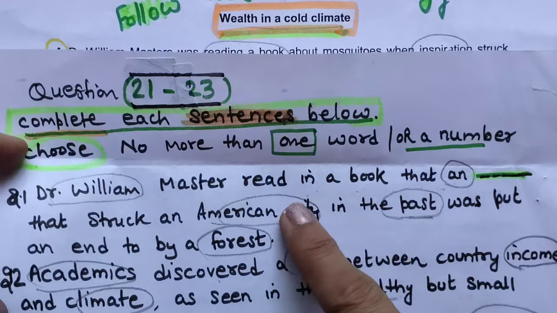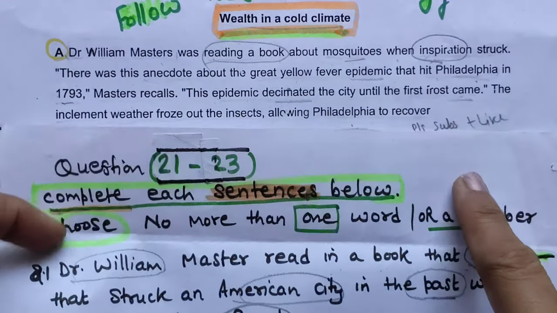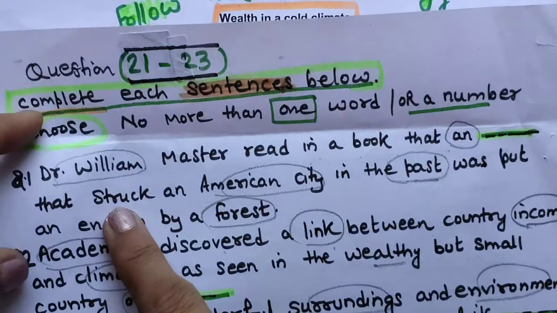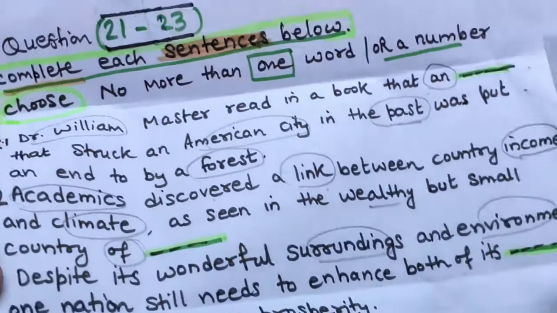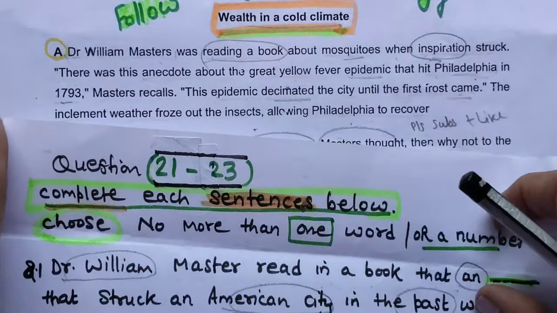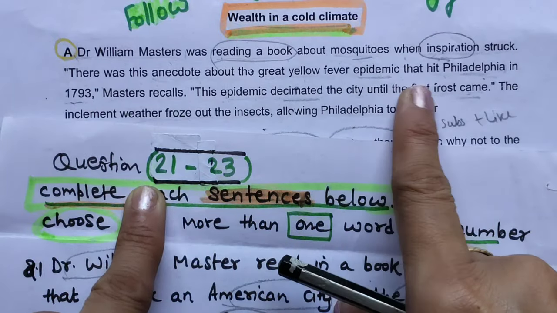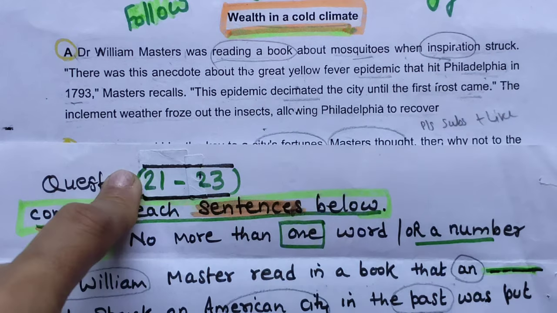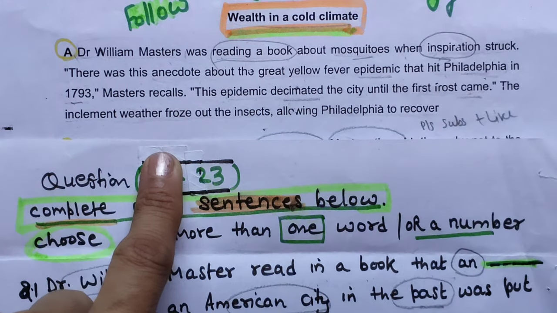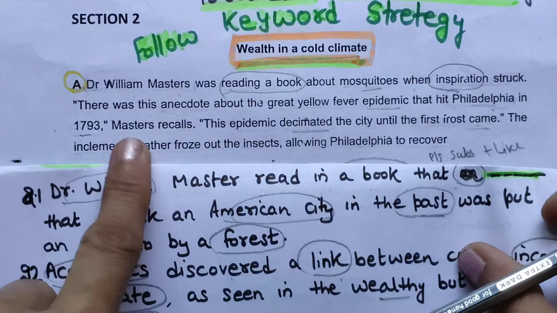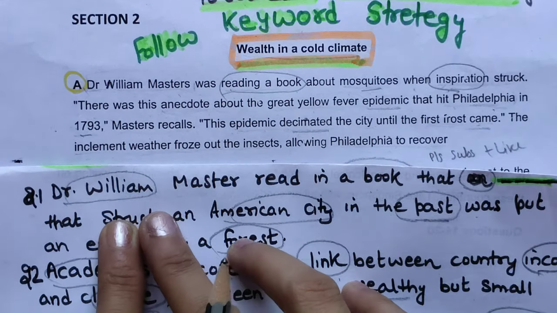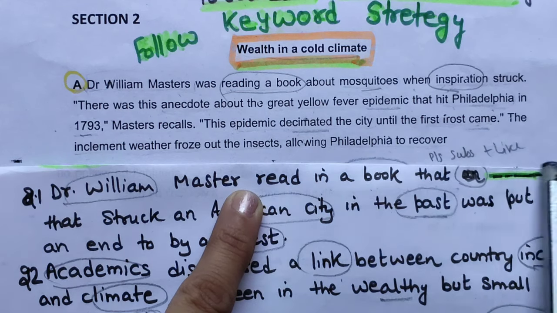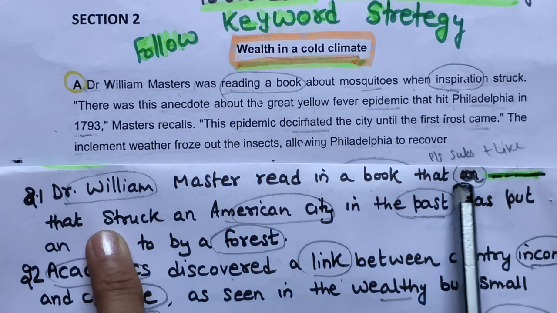Masters read in a book that a... So what is it? That and dash struck an American city. So what can we write? American city... to an end by a forest. Just a minute, I will show you. So this is the location, and Dr. William Masters was reading a book. So the sentence structure is read in a book that.